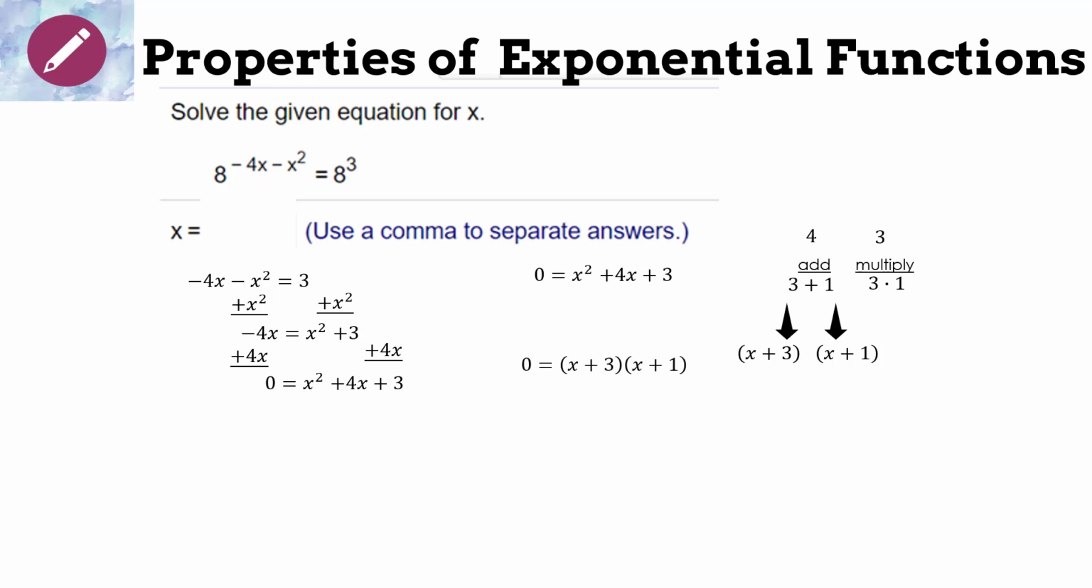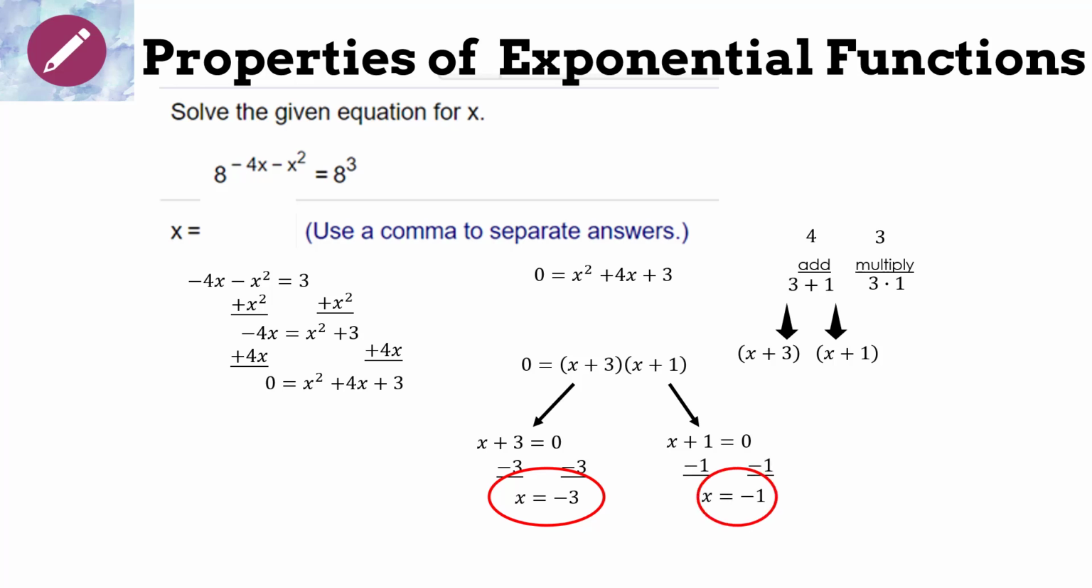Now, we have to take everything with the variable x and make it equal to 0. This gives us x plus 3 equals 0 and x plus 1 equals 0. Let's solve. I'm going to subtract 3 from both sides, and x equals -3. Then, on the next one, I'm going to subtract 1 from both sides, and x equals -1. And that gives us our answer, -1 and -3.